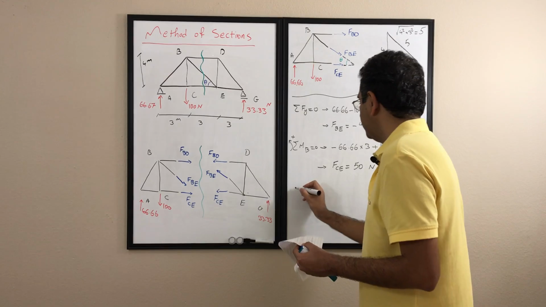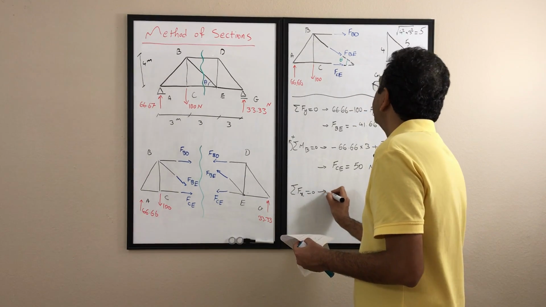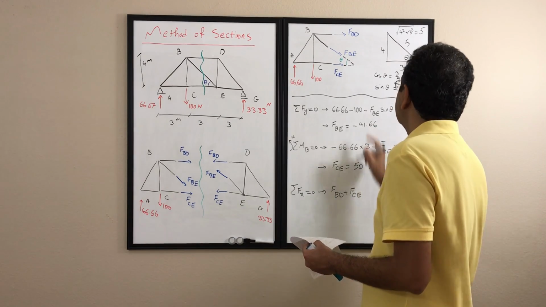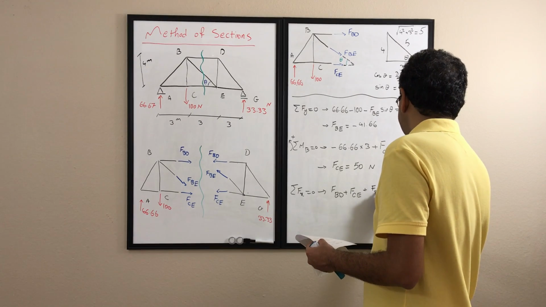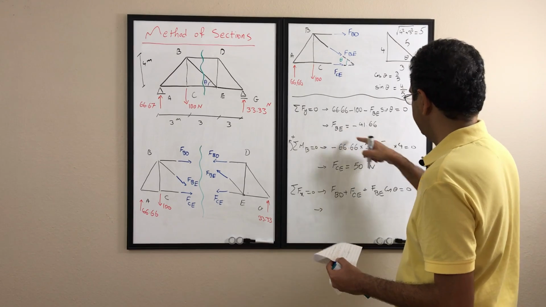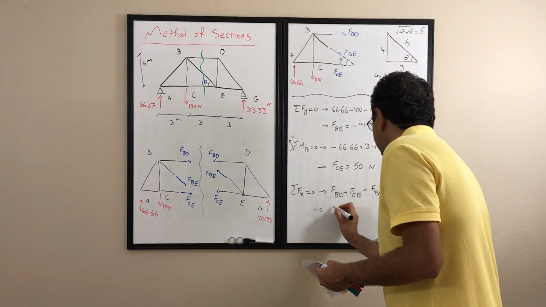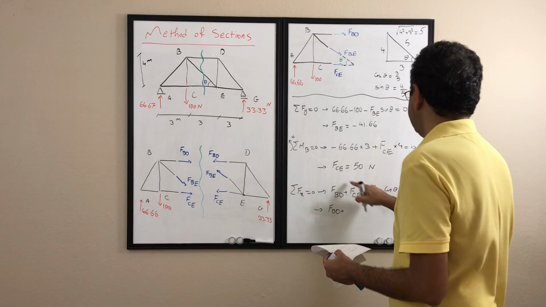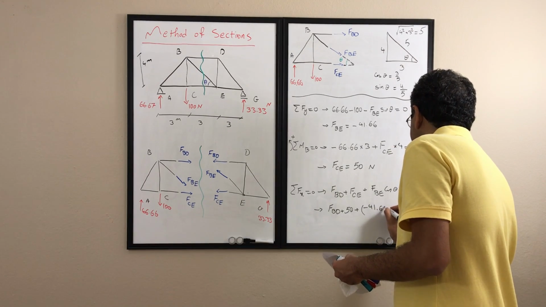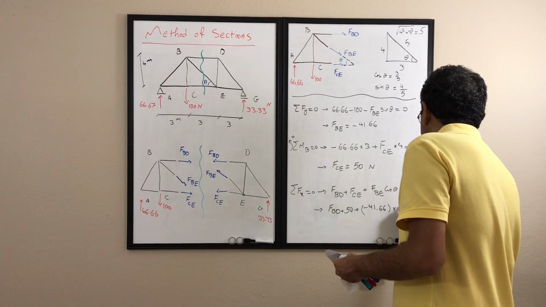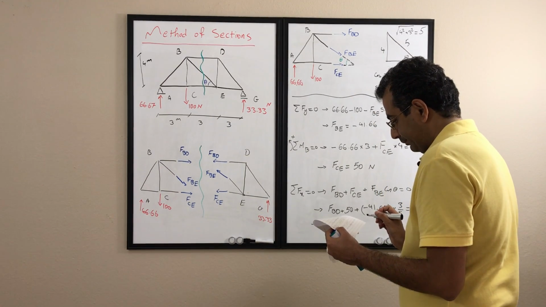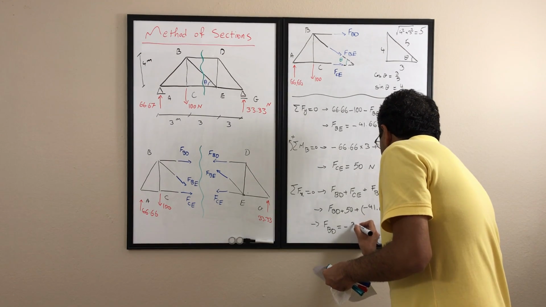And then at the end we can simply write the sigma Fx is 0. Then I would have FBD plus FCE plus FBE cosine theta is 0. Therefore, I know the FBE, FBD is the one we look for. FCE is 50 Newton. So it's going to be FBD plus FCE, which is 50 Newton, plus FBE, which is negative 41.66, and cosine theta is 3 over 5, is 0. Therefore, FBD would be calculated as negative 25 Newton.